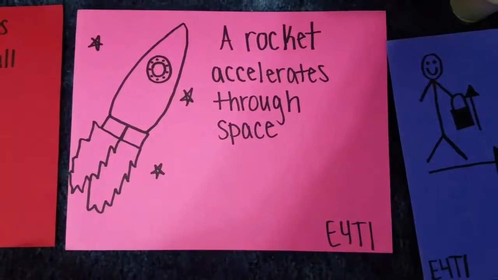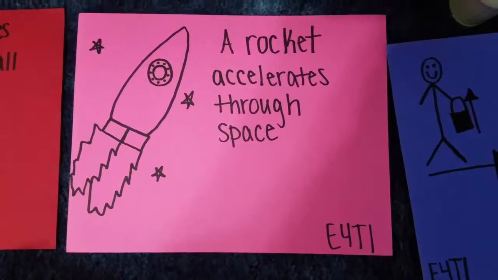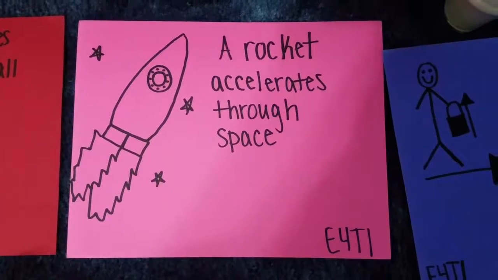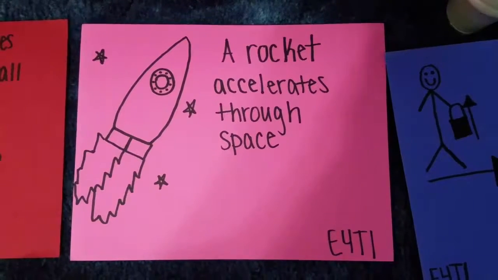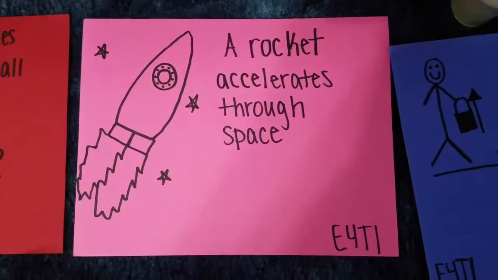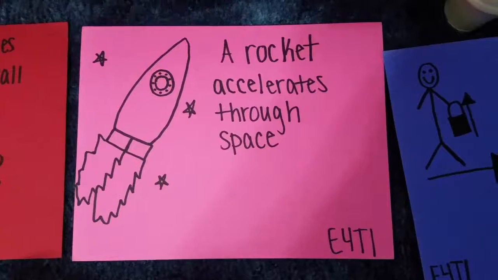A rocket accelerates through space is an example of work because the force being applied from the exhaust pipes causes the rocket to displace up in the direction in which the force pushed it.